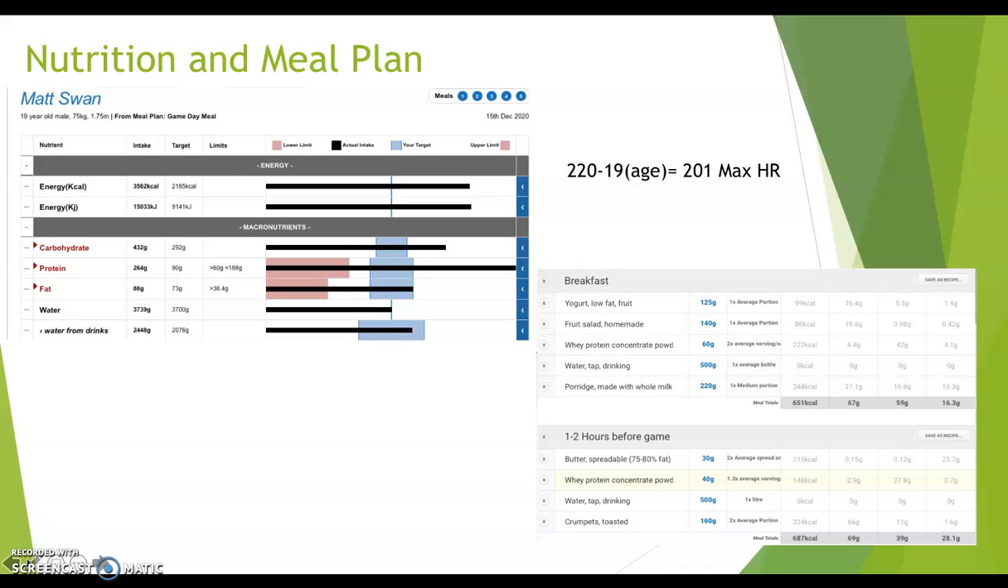The 220 minus 19 gave me my max heart rate of 201. And this in comparison to data collected shows that 187 was the highest value of someone similar to me. So the exercise is moderate to high intensity.